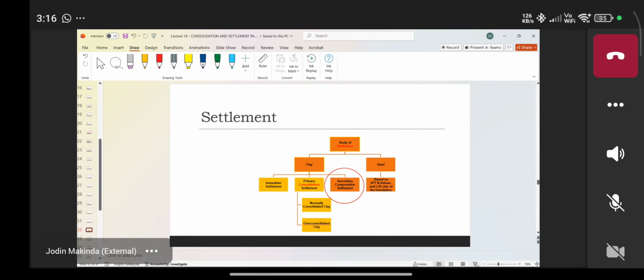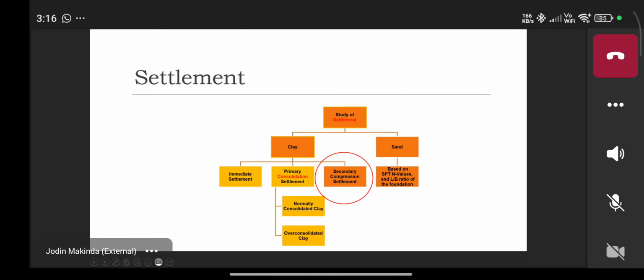All right. So, the next part is I want to cover more on the secondary compression settlement, the part that I circled here, because we already finished the yellow part. So now we look into secondary compression settlement. If you remember, during the first part of consolidation and settlement, I mentioned that there are three types of settlement. One is immediate, one is primary consolidation, one is secondary compression. Secondary compression is the last part.